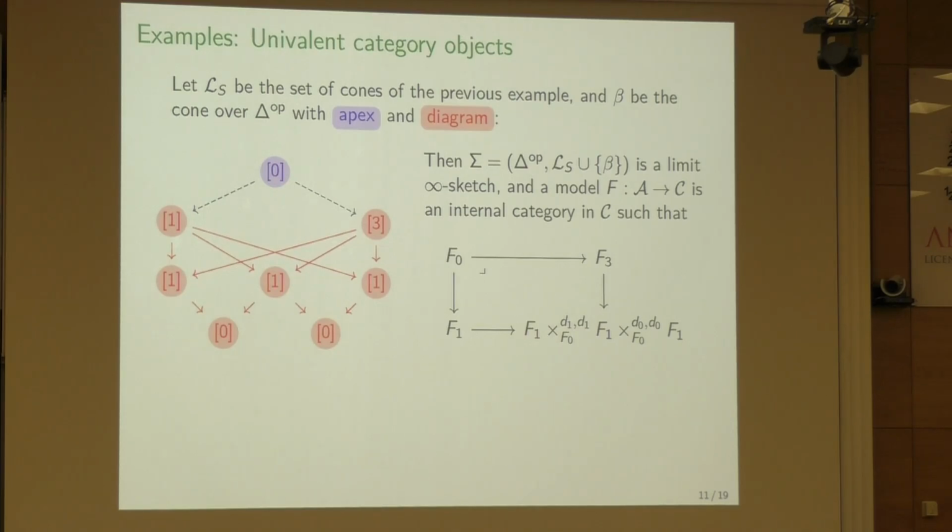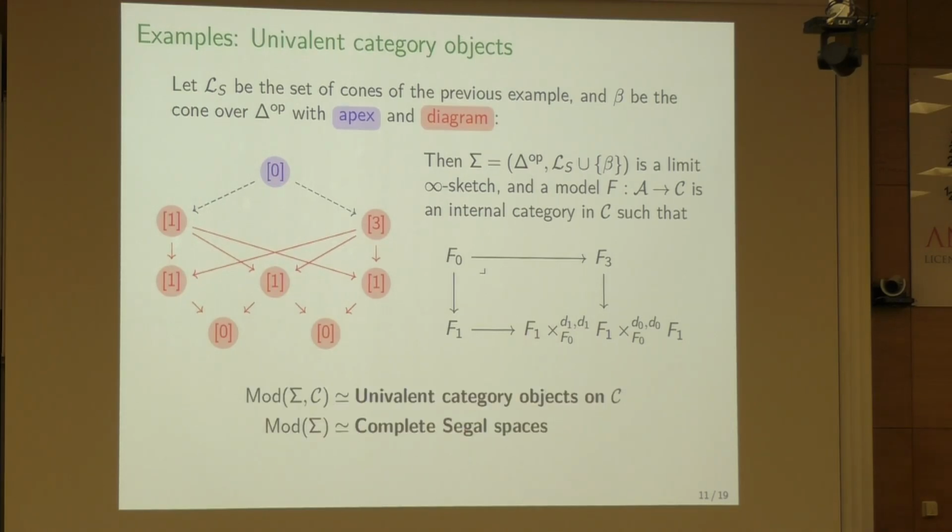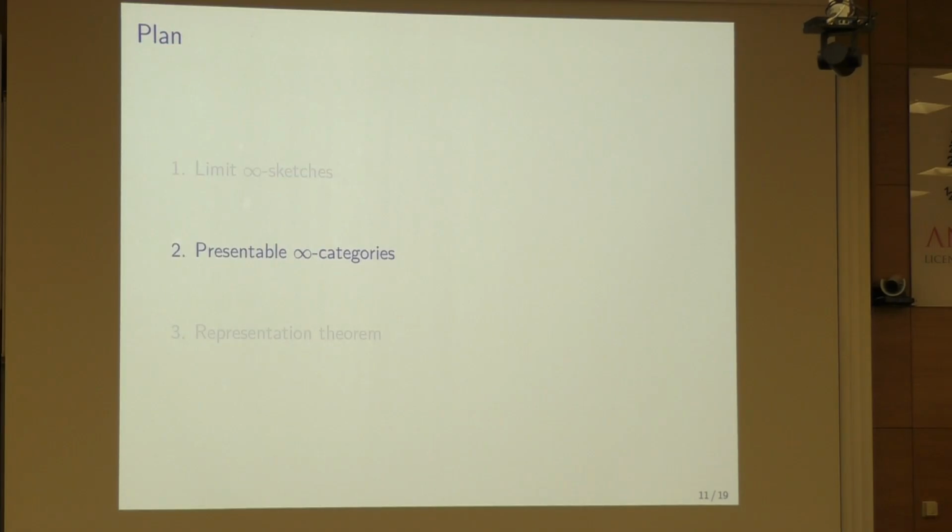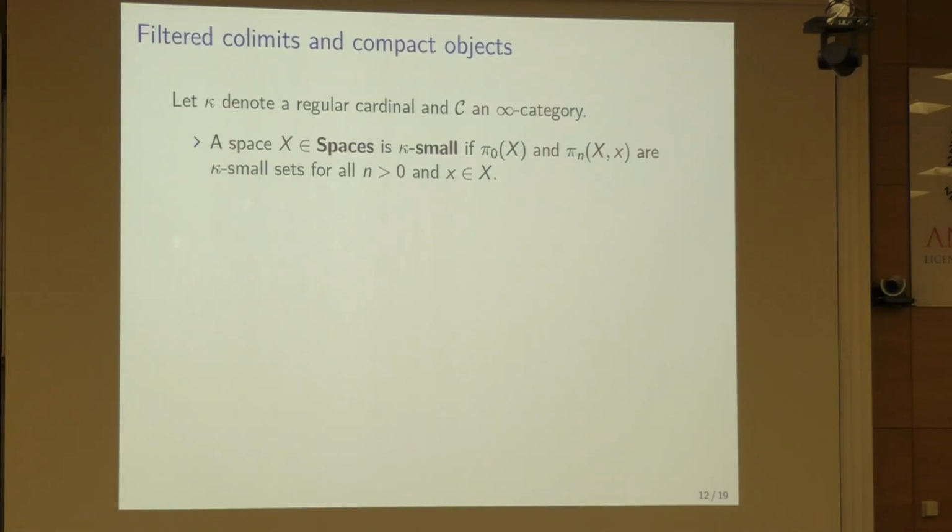pullback. Then it's not obvious, but there is work, I think done by Nima Rasekh, but there was an older reference that I don't remember, that basically this condition is equivalent to the completeness condition of a Segal object, and then we recover the univalent category objects or complete Segal spaces. So these are some examples of limit sketches, and let's get to the presentable infinity categories.